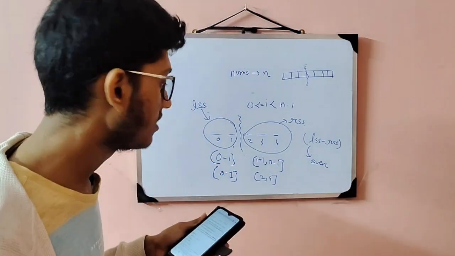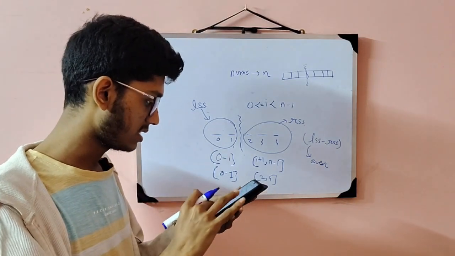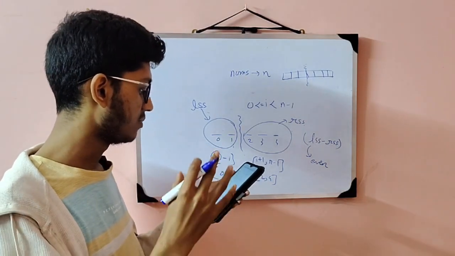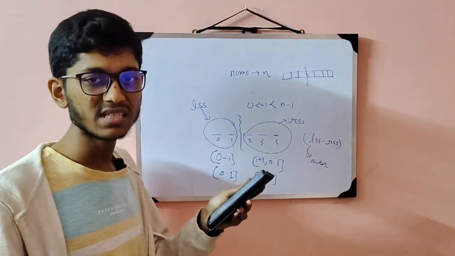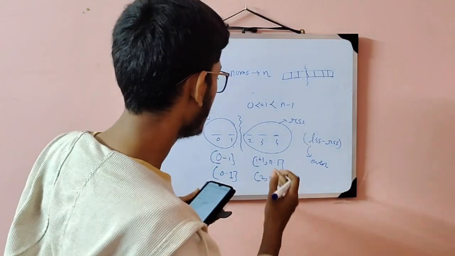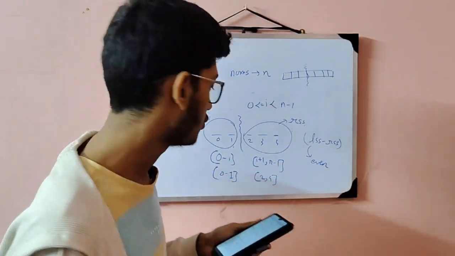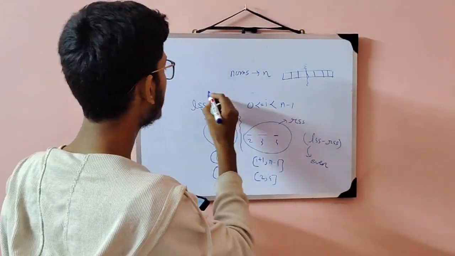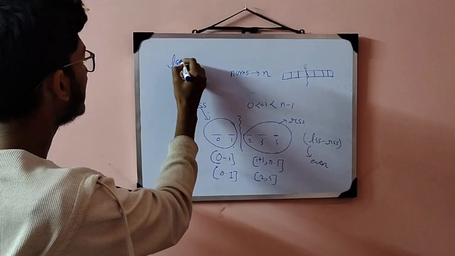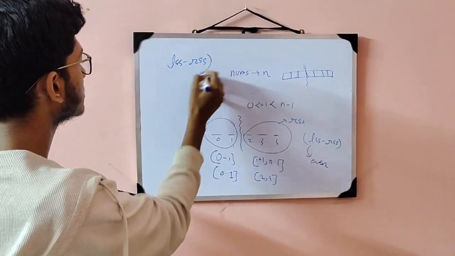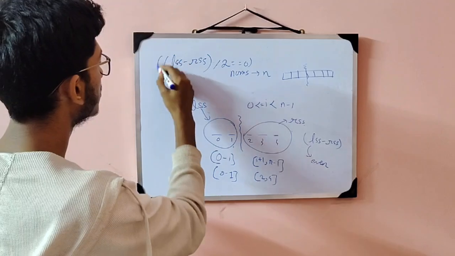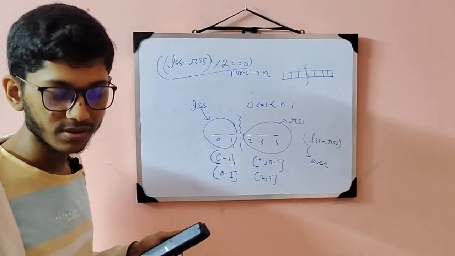It is an easy level question, so the constraints are pretty small. n is between 2 and 100 and the numbers can be between 1 and 100, right? So we can think of a brute force solution. So this should be even. Even means LSS minus RSS modulus 2 should be equal to 0. So this is the condition of even.